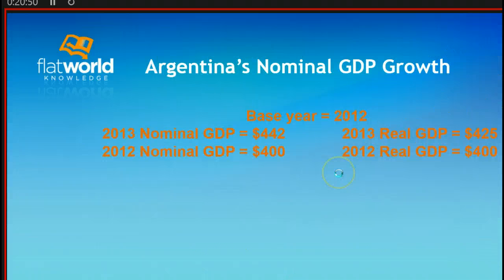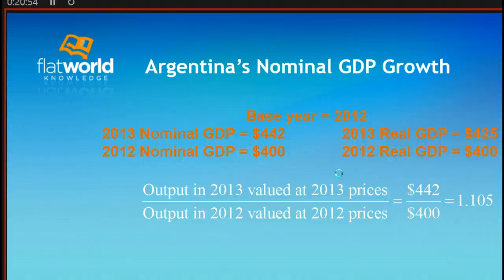Let's look at Argentina. Let's pretend these were the numbers for Argentina, and we knew that nominal GDP for 2013 was 442, but real GDP was 425. And in 2012, nominal does equal real GDP because 2012 was the base year. It always matters what your base year is.